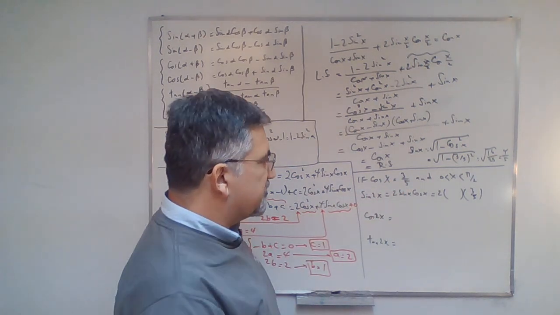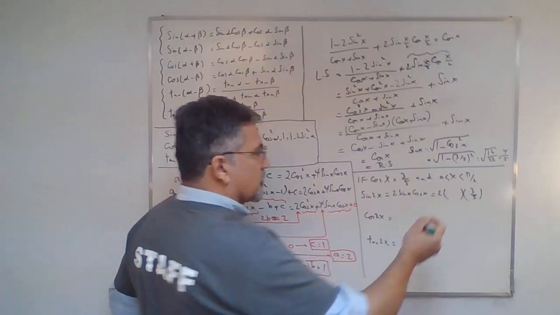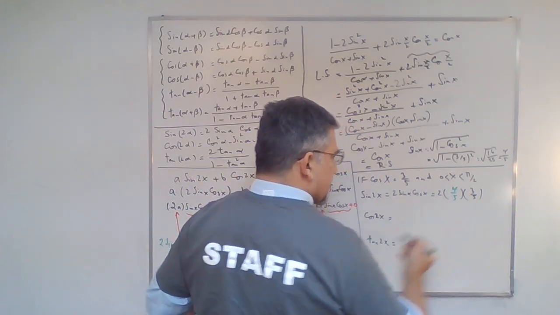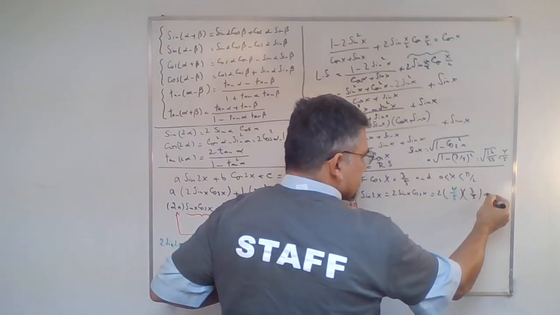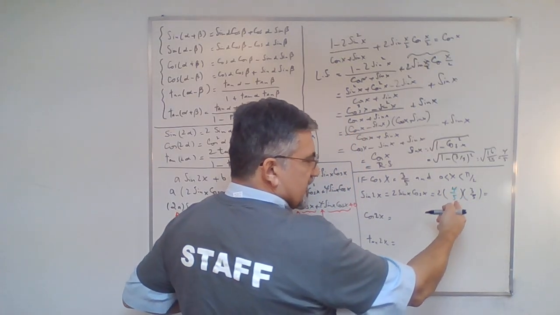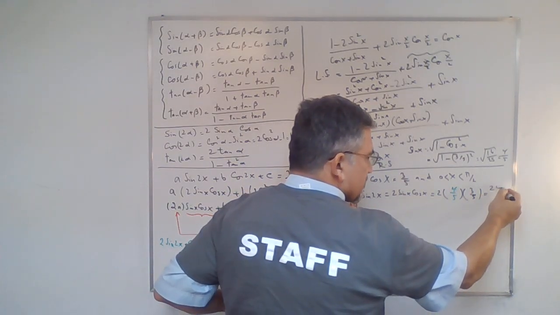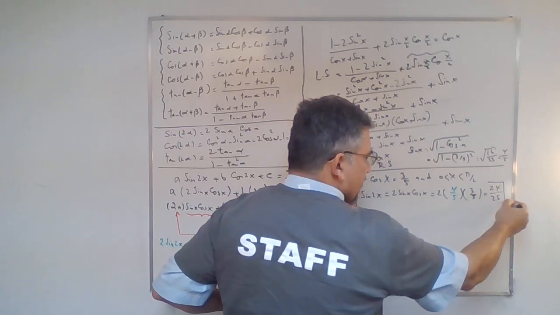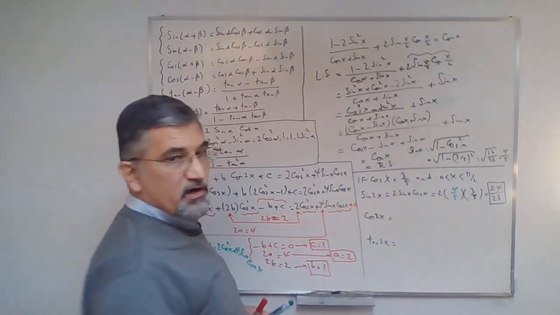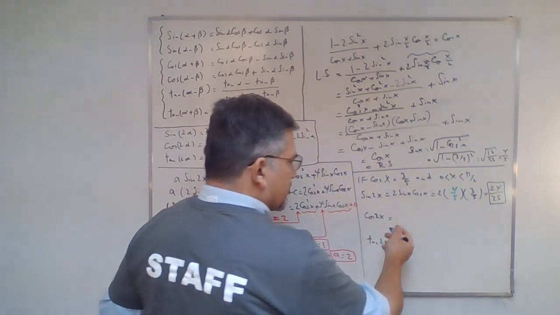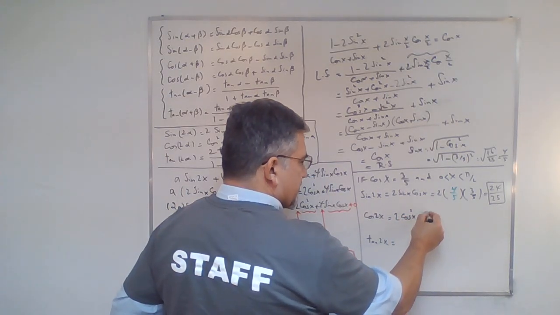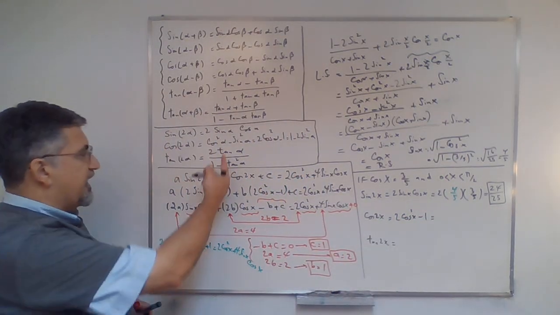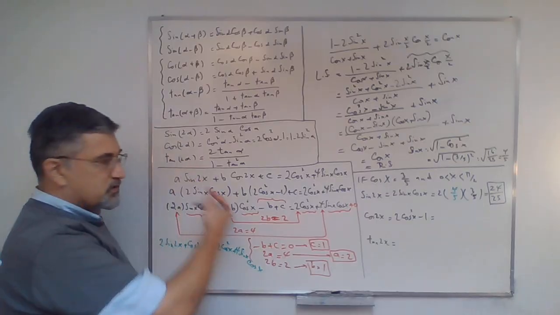So now that we find the value of sine x, we can substitute 4 over 5, and the rest is a piece of cake. You just multiply. It's going to be 2 times 4 is 8, 3 times 8 is 24 over 25, and that is the answer for sine of 2x. For cos of 2x, we can write 2 cos squared of x minus 1. That is the double angle formula for cosine.